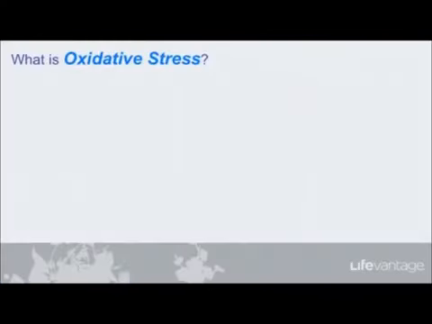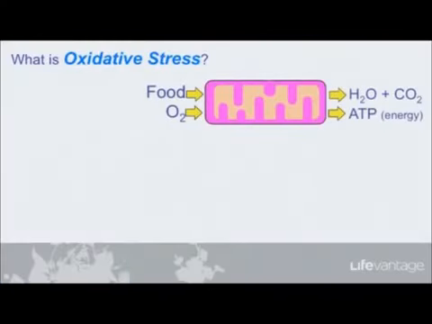What is oxidative stress from a cellular point of view? Every cell in your body contains these little structures known as mitochondria. They're the engines that burn our food and create the energy that drives everything we are and everything that we do. It drives the thoughts that you think in your brain. It drives the muscles that enable you to walk and run.